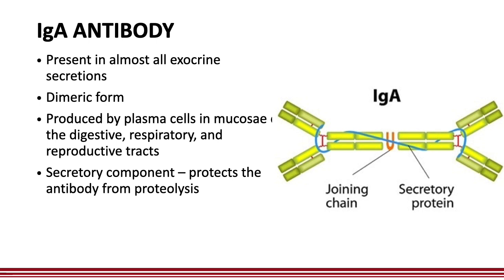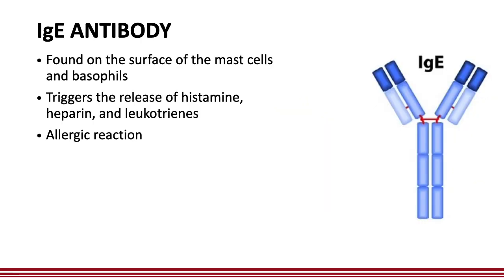The IgA molecule also has a secretory component which protects the antibodies from proteolysis by enzymes in the secretions. Now, IgE is found on the surface of mast cells and basophils, and they facilitate the release of histamine, heparin, and leukotrienes. This is particularly abundant in allergic reactions and parasitic infections.